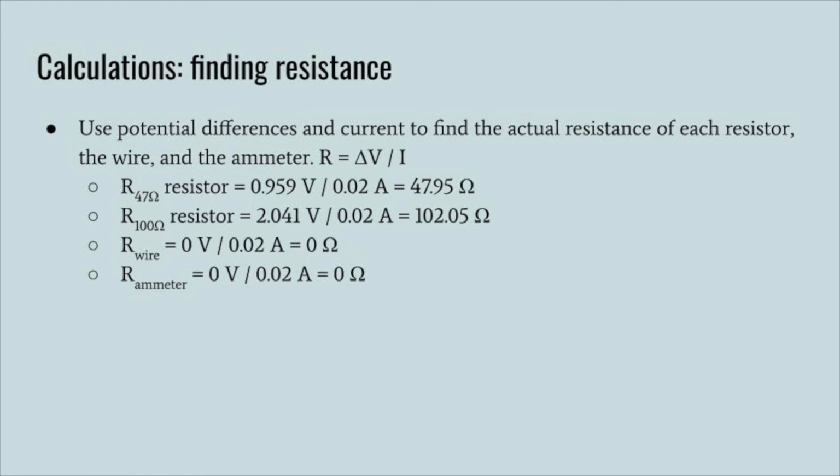I then used potential differences and current to find the actual resistance of each resistor, the wire, and the ammeter, using the equation R equals delta V over I. The resistance of the resistor with 47 ohms was found to be 47.95 ohms, and the resistance of the resistor with 100 ohms was found to be 102.05 ohms. The resistances of the wire and the ammeter were found to be 0.